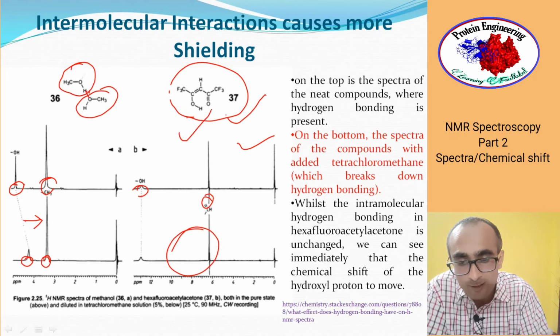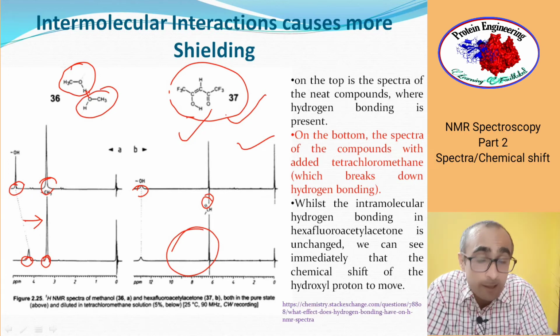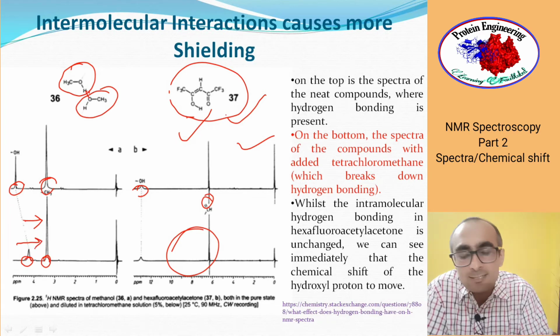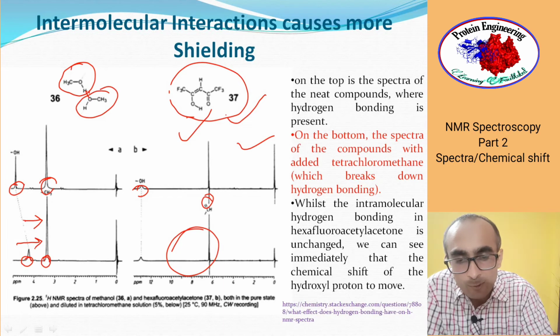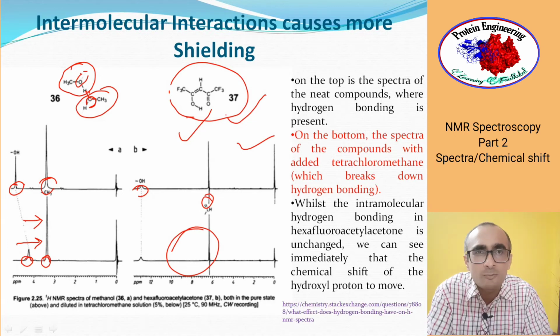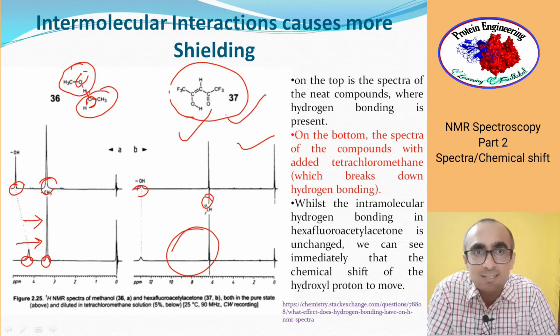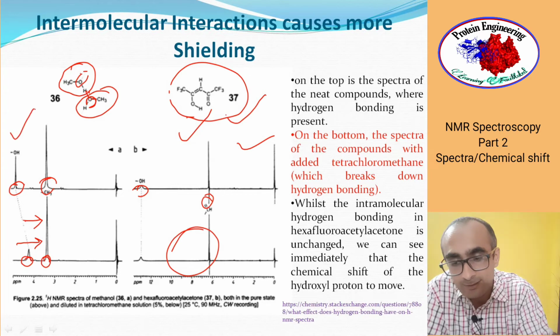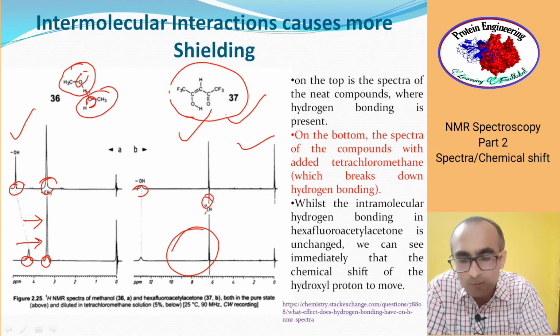But in the case of methanol, we can clearly see that after addition of CCl4, which breaks hydrogen bonding, the OH peak is shifted more upfield. That is because in hydrogen bonding, for example this hydrogen bonding here, the H is present between two oxygen atoms. If the H is hydrogen bonded, the presence of two oxygen atoms on both sides of H makes it more deshielded. That's why when hydrogen bonding is present, the peak is more downfield. If you remove hydrogen bonding, the peak will shift upfield.